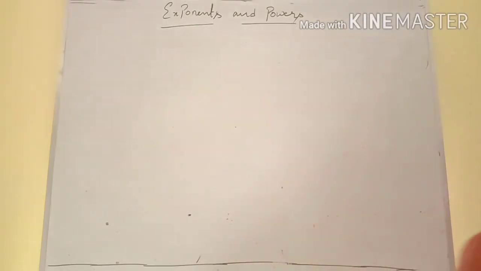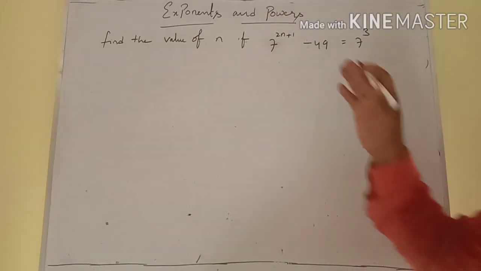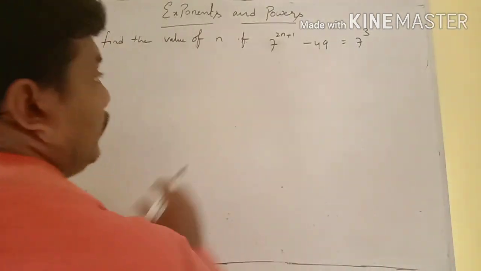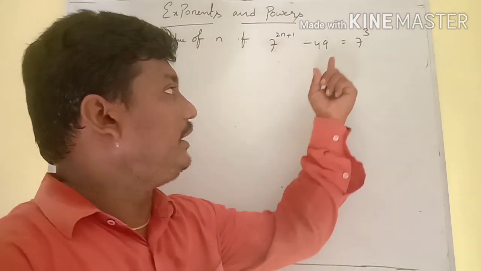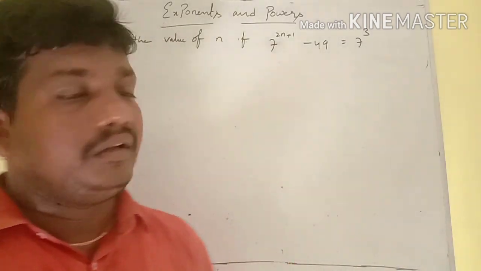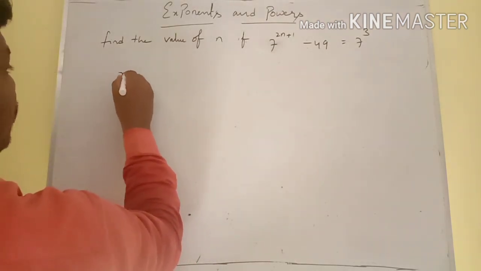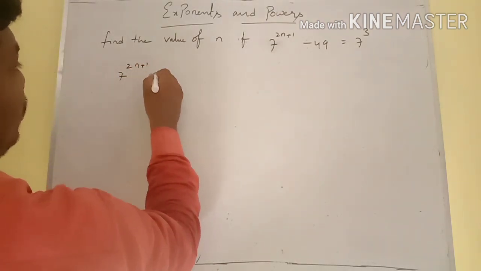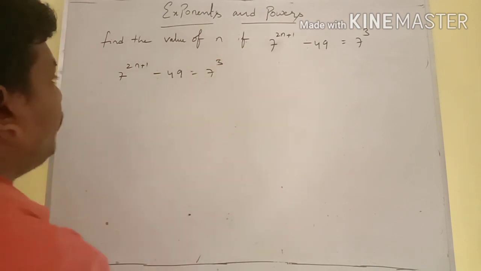Stop this chapter. How to find the value of n if 7 power n plus 1 divided by 49 is equal to 7 power 3. You have to write this as 7 power 2n plus 1 divided by 49 is equal to 7 power 3. This is given.